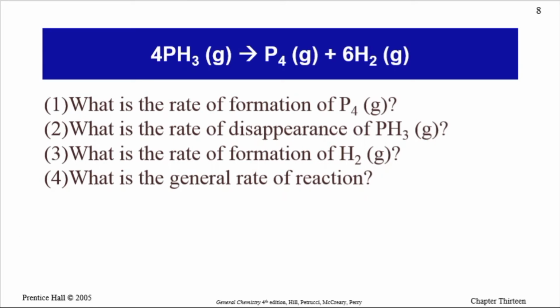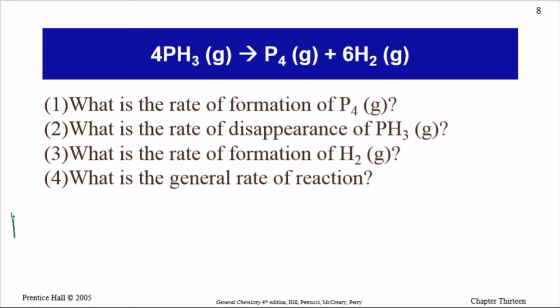All right, let's look at this one. This one is a pretty simple one. It looks like it won't be, but I promise it is. So it's asking for the rate of formation of P4. It's asking for the rate of disappearance of PH3, the rate of formation of H2, and the general rate of reaction for the entire chemical equation.